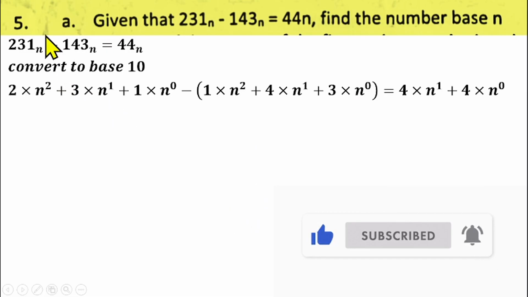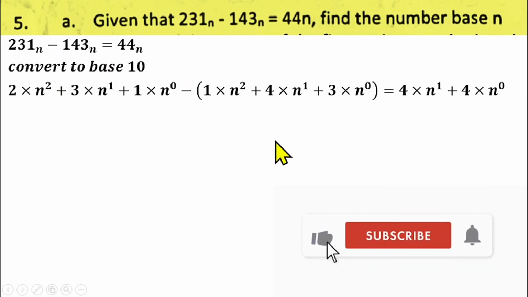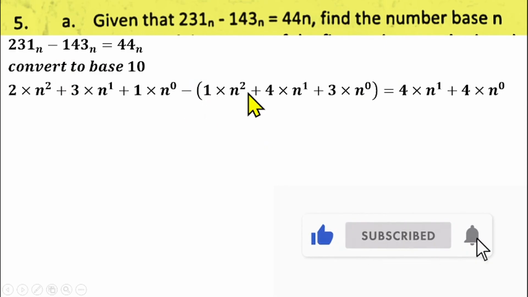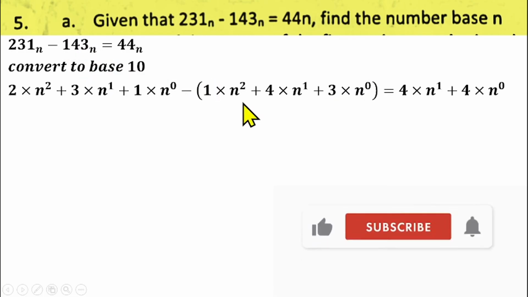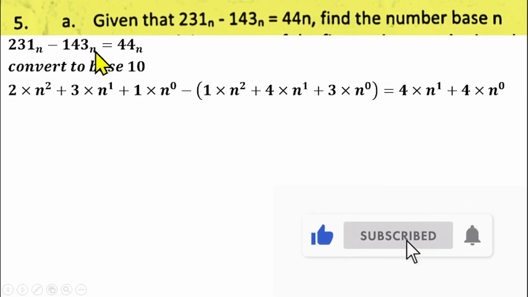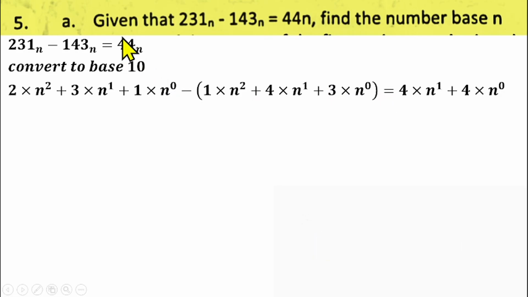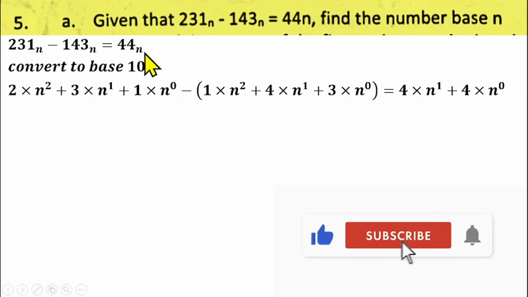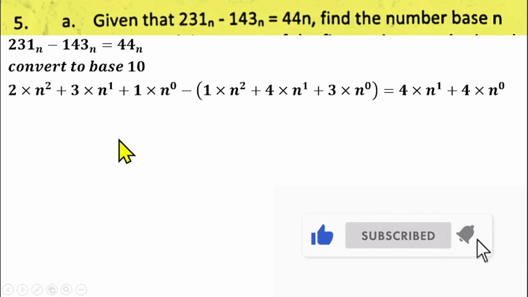Even though this is plus, so there's no need for us to put it in a bracket, because it is minus, it will affect everything. So you have minus open bracket 1 times n raised to power 2 plus 4 times n raised to power 1 plus 3 times n raised to power 0 equals 4 times n raised to power 1 plus 4 times n raised to power 0.